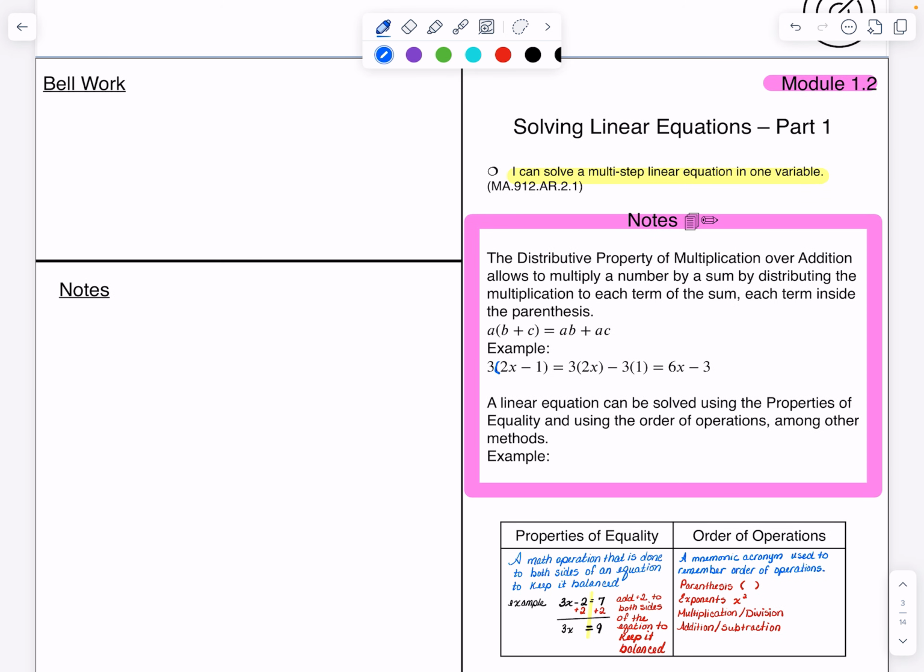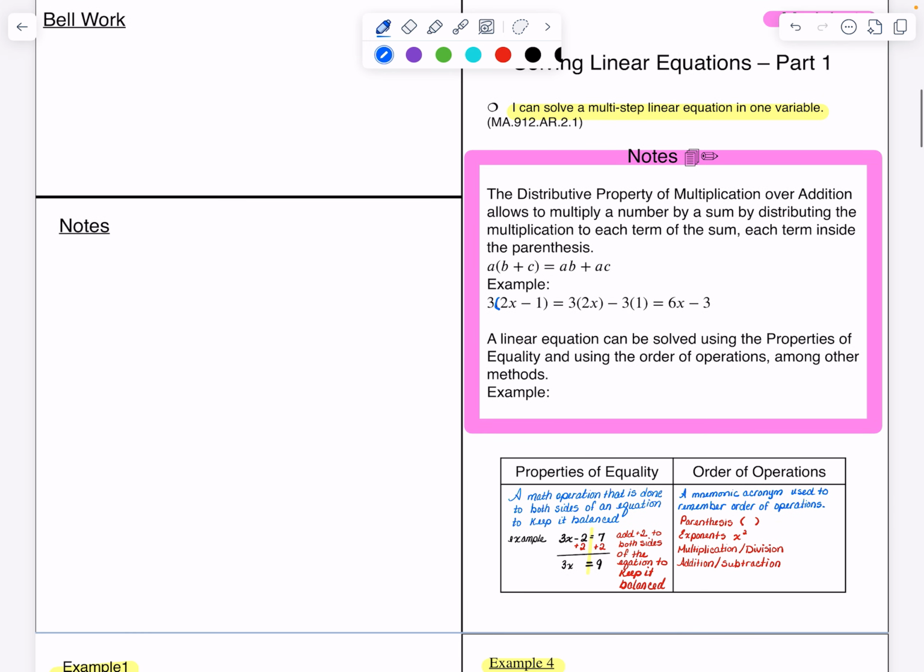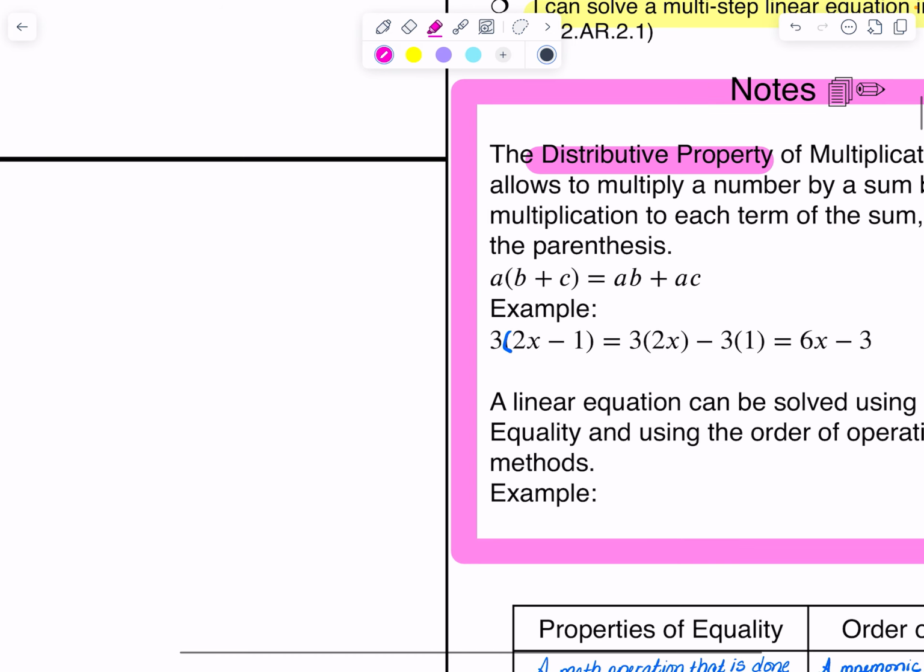Okay? All right, let's talk about the paperwork that you have in front of you. In your packet, you're looking for the one that says module 1.2. Make sure that you read over this notes section that I have highlighted in pink. This is going to give you some information on the property that we're using today. So we are going to be using the distributive property, right? That means that there is a value outside the parentheses and there are multiple values inside the parentheses.